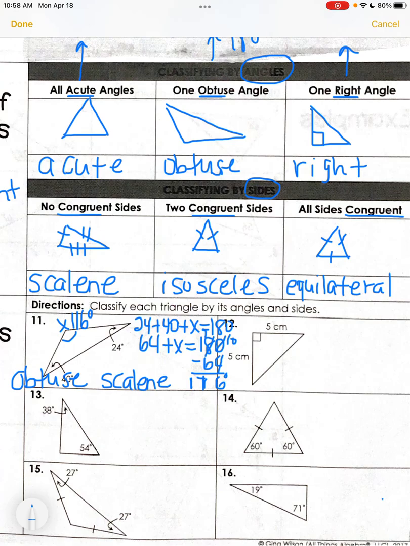Okay, looking at number 12. We have sides with 5 centimeters and 5 centimeters, and then we have this box. Remember, this box means 90 degrees. So if we have a 90-degree angle, we have a right triangle. And then we have two sides that are the same or equal, so that is going to be a right isosceles triangle. It is right because of the 90 degrees, and it is isosceles because two of the sides have the same measurements.